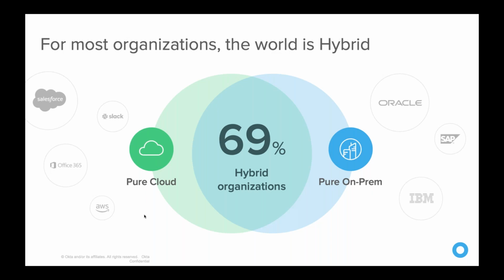But the reality is, as we see here, 69% of organizations are actually running what we class as a hybrid organization, where there's a mix of pure on-premise equipment, services and apps, through to a mix of pure cloud services and capability. And certainly in recent times, the last 6 months with COVID driving much more remote access, the hybrid world has become more significant.